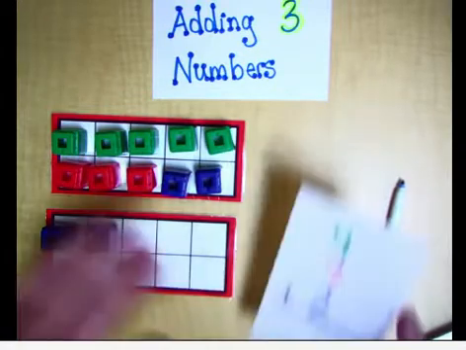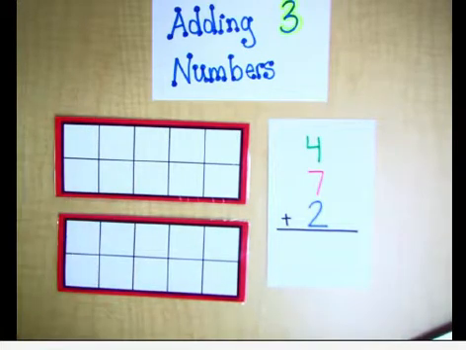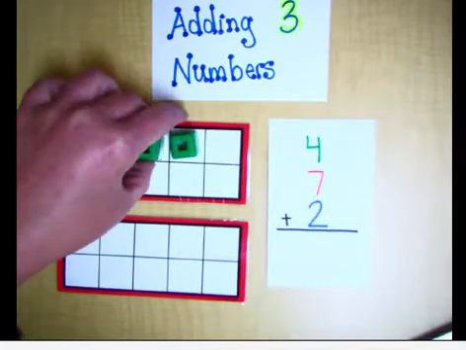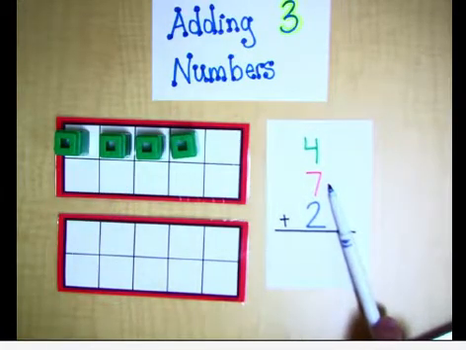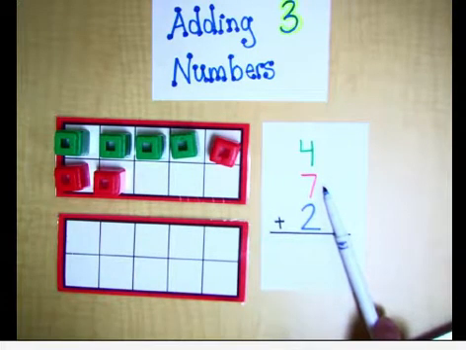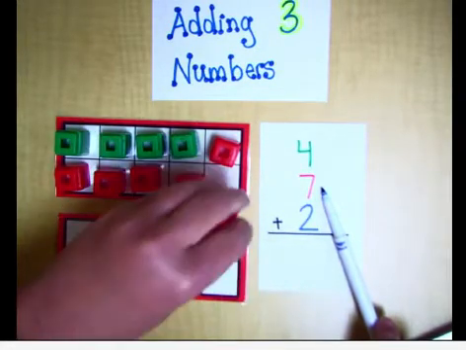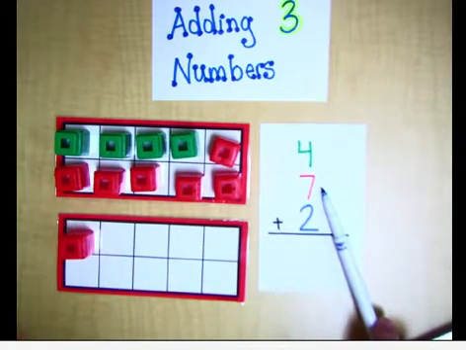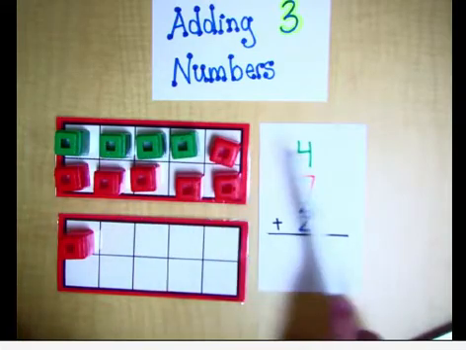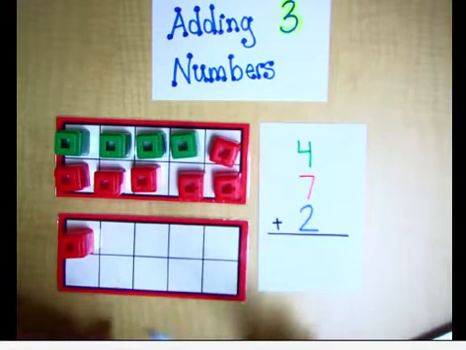A new problem. 4 plus 7 plus 2. Okay, I'm going to get 4 for my first number. Represent it there. And then plus 7. 1, 2, 3, 4, 5, 6, 7. Okay, let's see. Let me make sure I got my numbers right. I got 4 and then 7. 1, 2, 3, 4, 5, 6, 7. Okay, that's right.